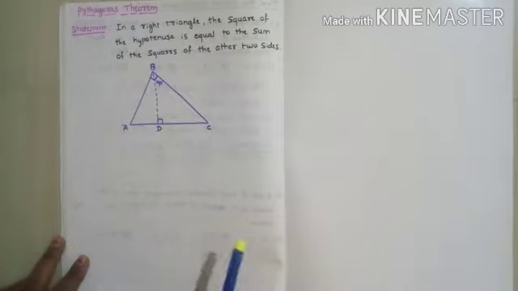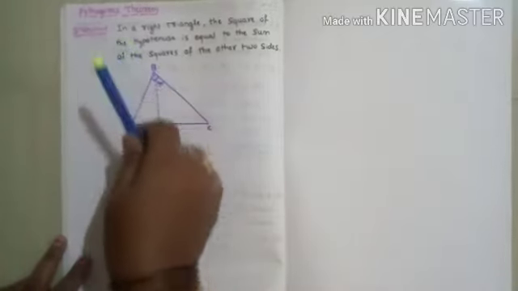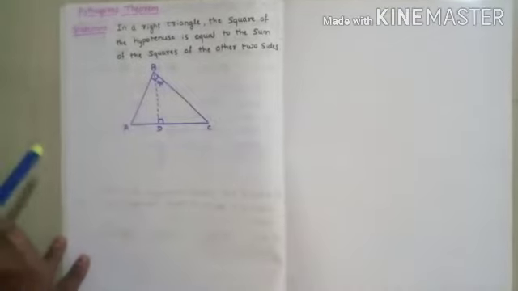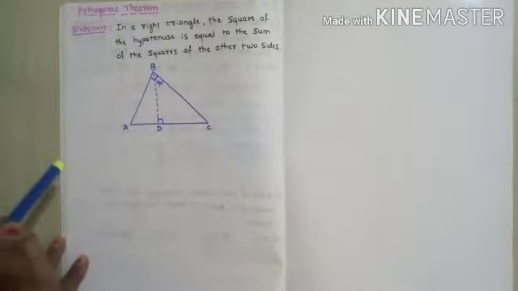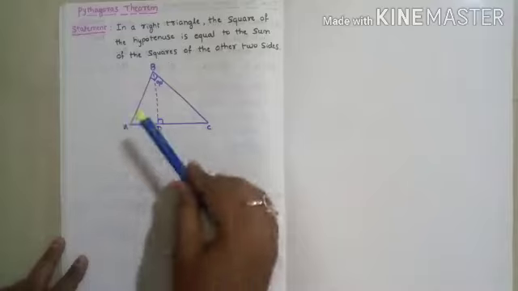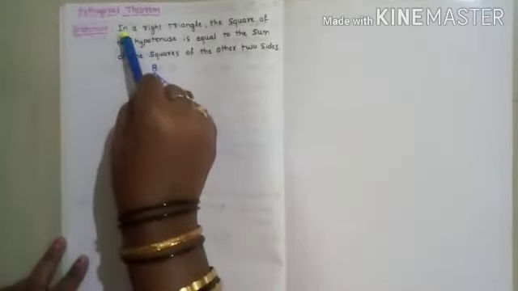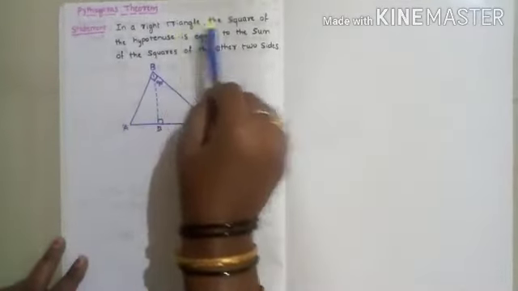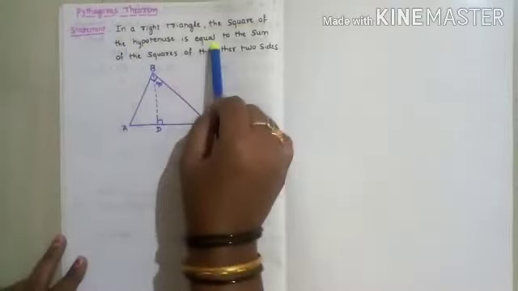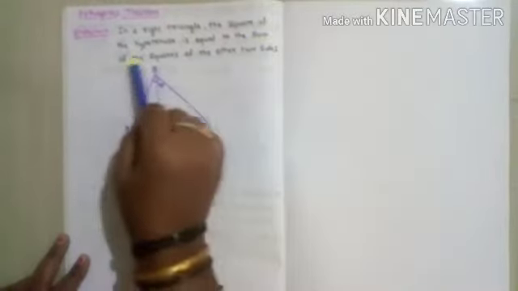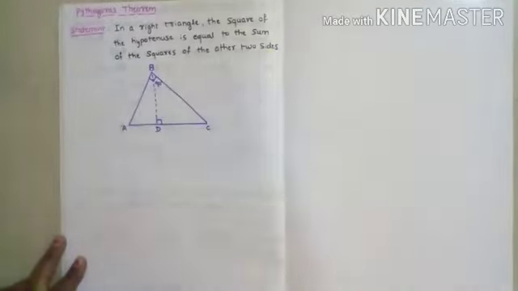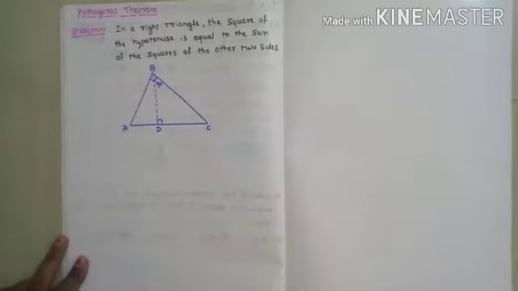First we'll see the statement they have given. They will not give the statement in the exam, they will just give "state and prove Pythagoras theorem." You only have to remember the statement. In a right triangle, the square of the hypotenuse is equal to the sum of the squares of the other two sides. Right triangle means a triangle in which one angle is equal to 90 degrees. That triangle is called a right angle triangle.